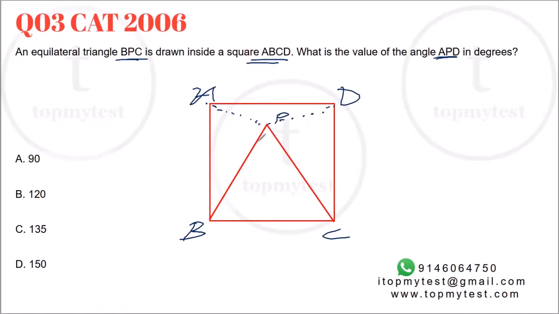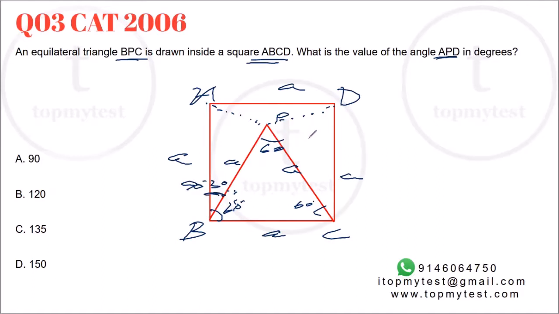We need to find the value of this angle. Now, equilateral triangle, all three angles are 60. We discussed this. And we know in a square, all four sides are equal, all four angles are also equal. So all of the angles are 90 degrees for a square, right? So if the side of the square is A, side of the equilateral triangle will also be A. Now we need to find the angle APD. How do we go about it? Now this full angle is 90 degrees, which means this angle is 30. Okay, so far so good.